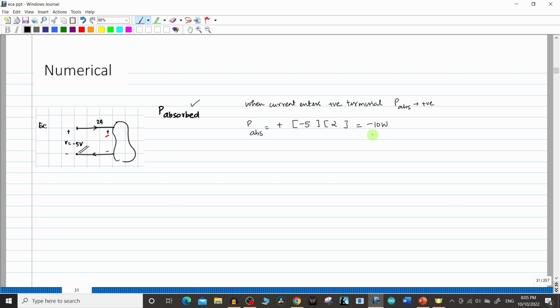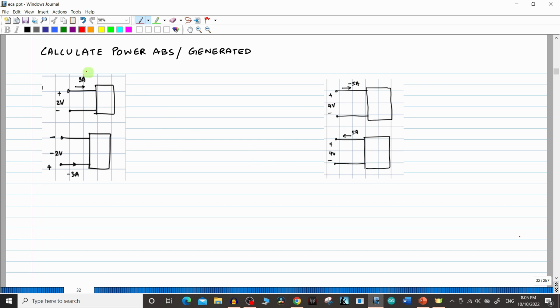Now if they had asked what is the power generated, for the same numerical, you don't go around and try to change the polarity and do your calculation. Do it the same way, and you know that power generated is nothing but minus power absorbed. So it will be minus of minus 10, which is equal to plus 10 watts. In this numerical they have asked what is the power absorbed, so the result is minus 10 watts. Let us go for the next numericals.